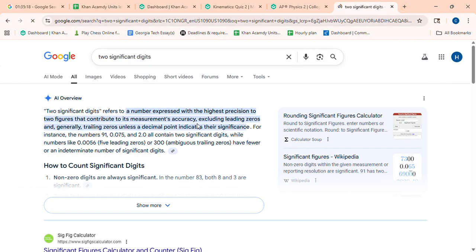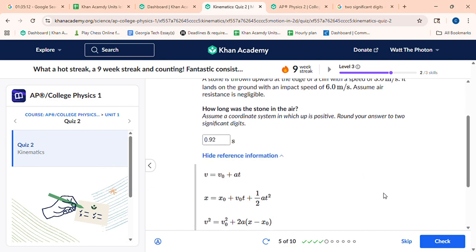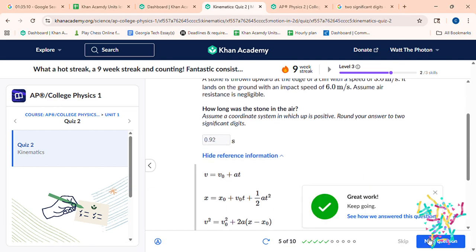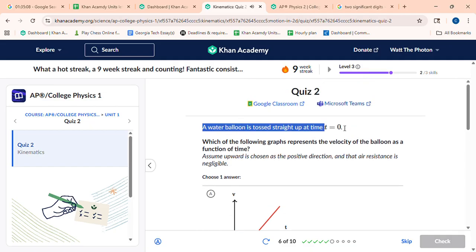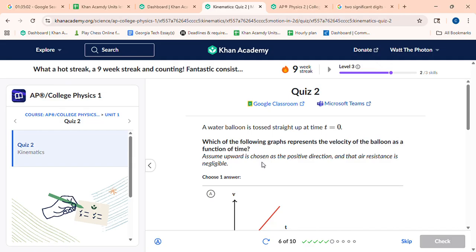So we'll check this. Yeah, that sounds reasonable. A water balloon is tossed straight up at time t equals 0. Which of the following functions represents a graph of the velocity of the balloon as a function of time?